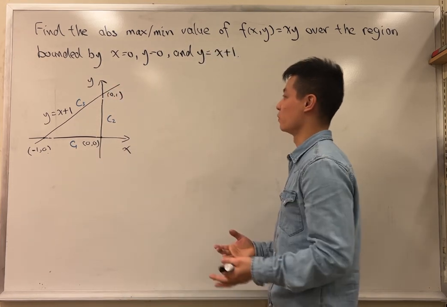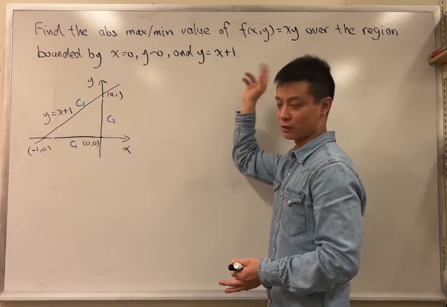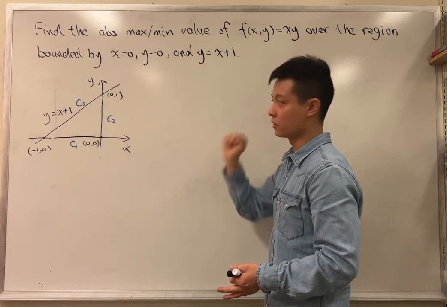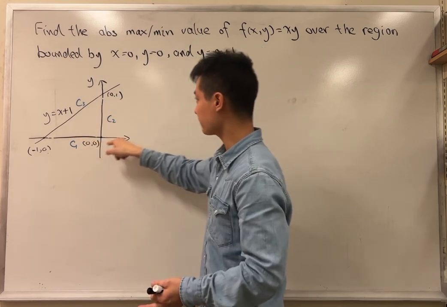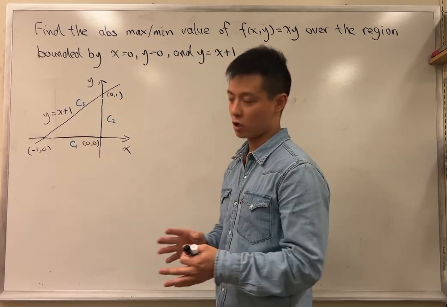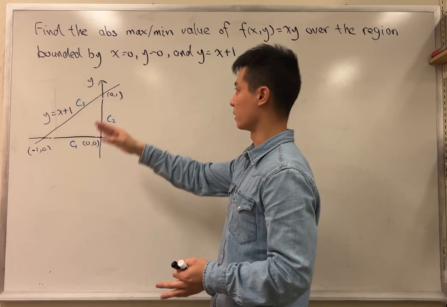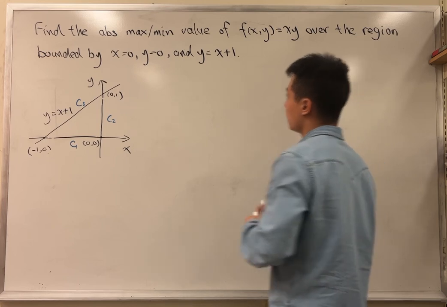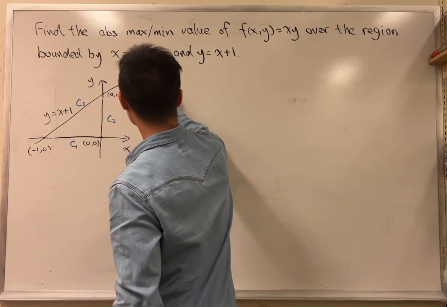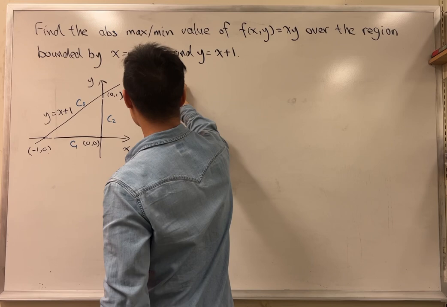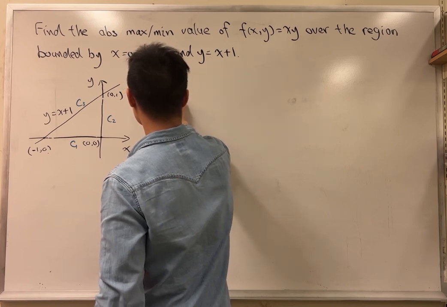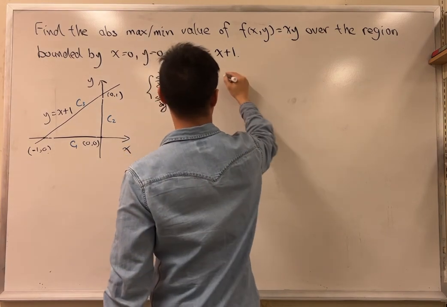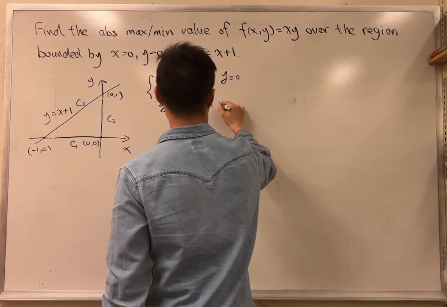So in order for us to find the max and mean value for this function, we need to evaluate the function at the critical points as well as the boundary. Let's start with finding the critical points, and then we're going to take a look at the function evaluated at the critical points. We're going to start with setting partial x and then partial y equal to 0. That's going to give us y equal to 0 and then x equal to 0.